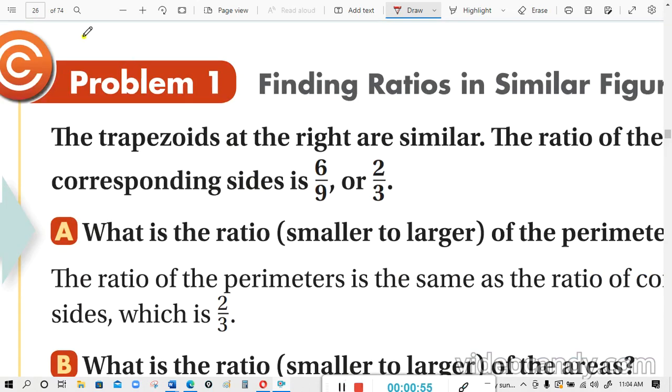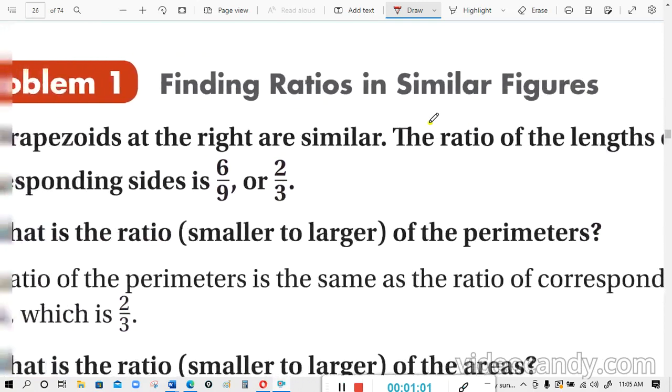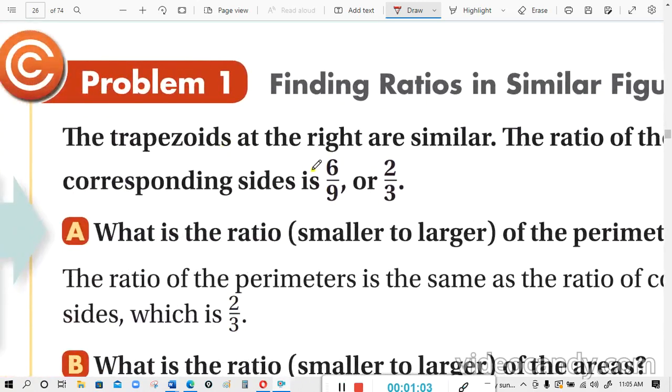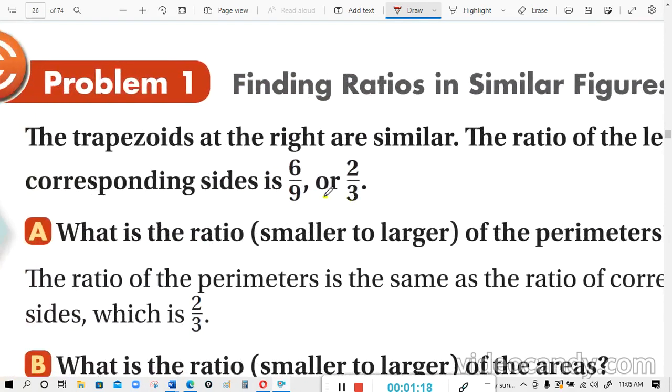So let's do an example. Problem 1. The trapezoids at the right are similar. The ratio of the lengths of corresponding sides is 6 to 9 or 2 to 3. They just reduced this fraction. 6 divided by 3 is 2. 9 divided by 3 is 3. But anyway, the ratio of the corresponding sides is 2 over 3. So that's basically the scale factor.